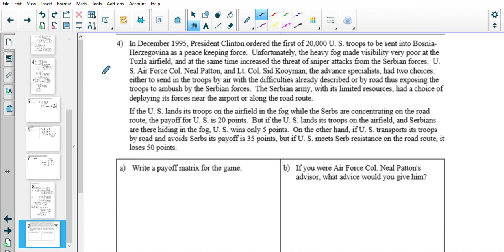U.S. Air Force Colonel Neil Patton and Lieutenant Colonel Sid Kooiman, the advanced specialists, had two choices: either to send in the troops by air, with the difficulties already described, or by road, thus exposing the troops to ambush by the Serbian forces. The Serbian army, with its limited resources, had a choice of deploying its forces near the airport or along the road route. Okay, so this kind of sums up our choices.